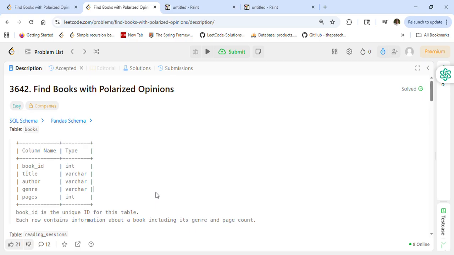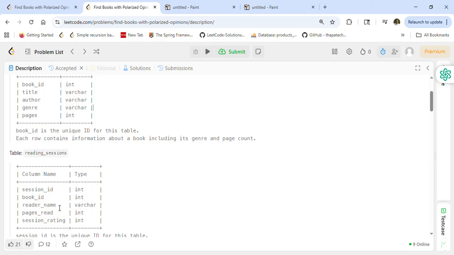So let's start. The books table is given to us. It has 5 columns in it, right? Book ID is int, title is varchar, author is varchar, genre is varchar, and pages is int. Book ID is a unique ID for this table. Each row contains information about a book, including its genre and page count.